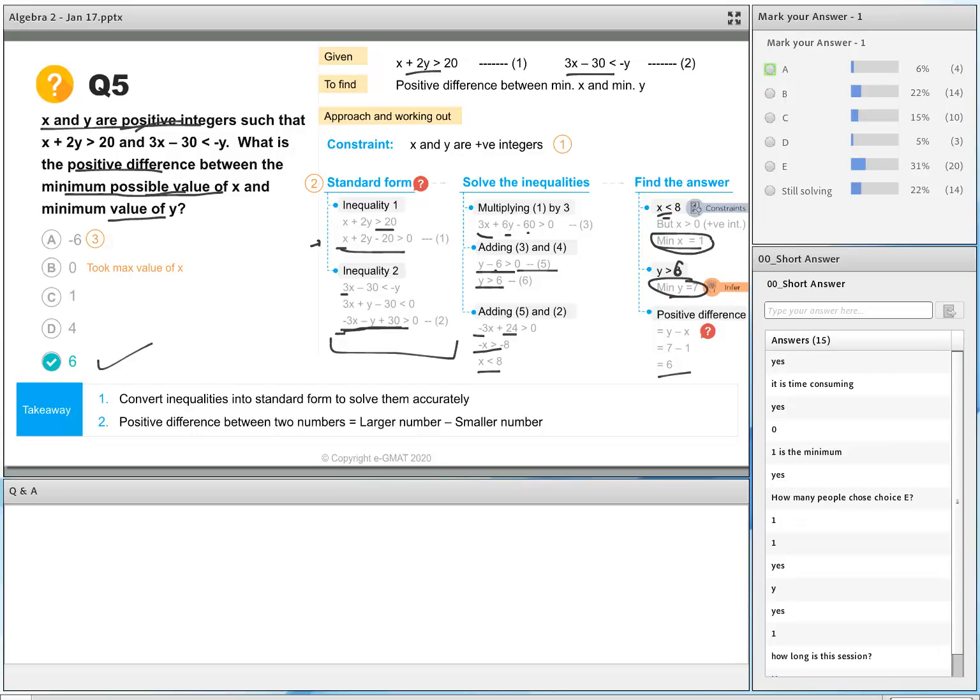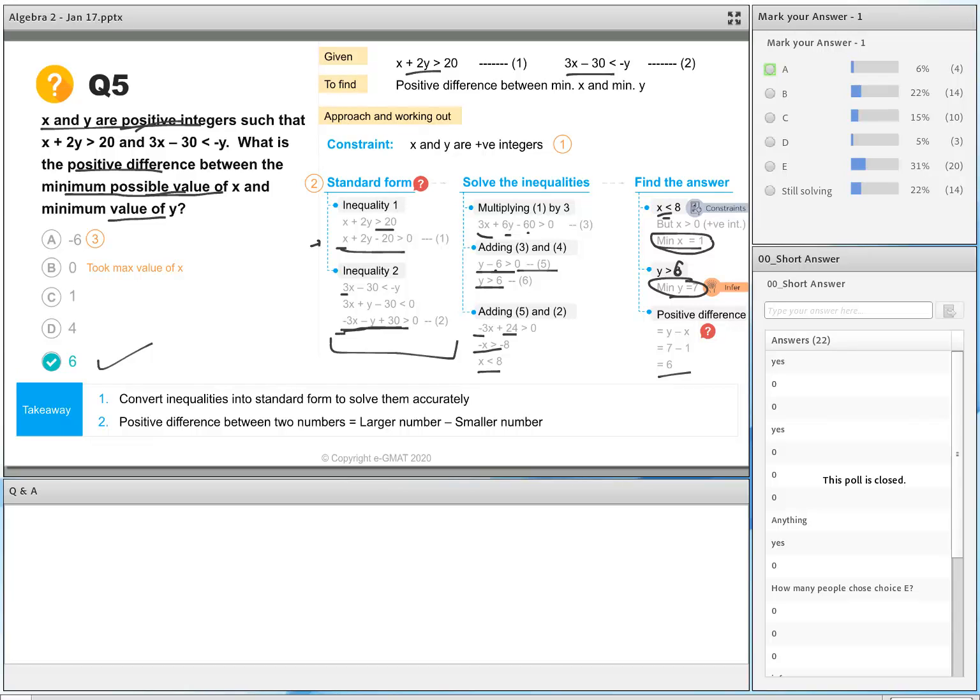If it's a non-negative integer, guys, what is the minimum value? We did this a couple of minutes back. If it's a non-negative integer, what is the minimum value? Absolutely correct. I'm very happy that you people now are getting these things. It's equal to zero. If it's a non-negative integer, the minimum value is equal to zero.